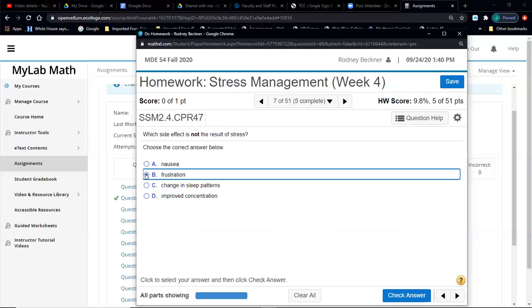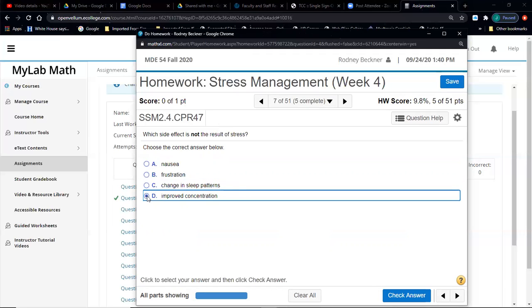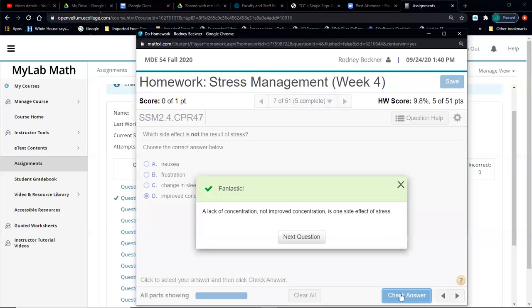I mean, that one's just clearly obvious, right? Change in sleep patterns. Some people get so hyper-focused that they can't sleep anymore, or some people kind of get into that depression side of stress, and then that can make them sleep too much. Improved concentration. I don't even think we need to think this one out.